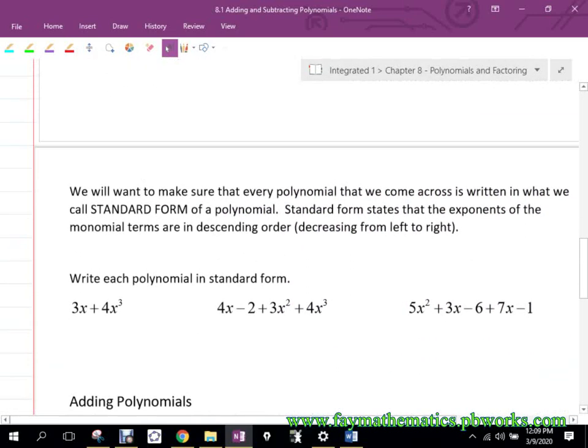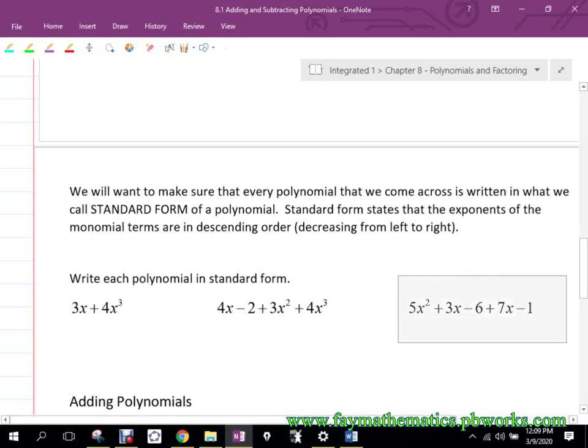Let's identify these real quick. How many terms do you have here? One, two, so you'd call that a binomial, right? What's the largest degree there? Three. Third degree, so it's a binomial, but we also call it a third degree or a cubic. What about this one? How many terms? We have four. We limit out at trinomial, we don't have anything for four, so we just call that a polynomial. That's the generic term for anything greater than three.